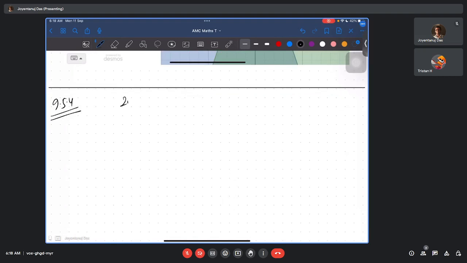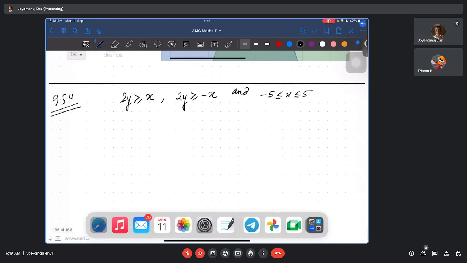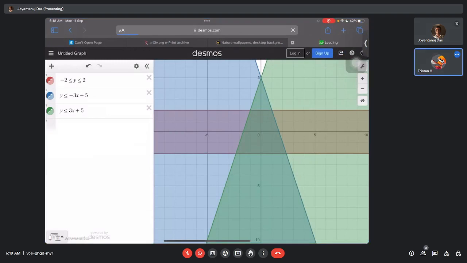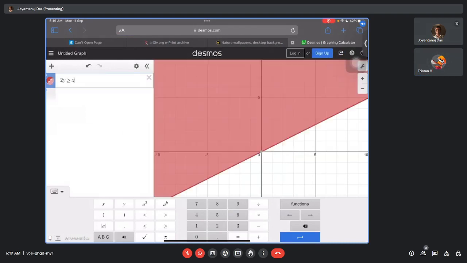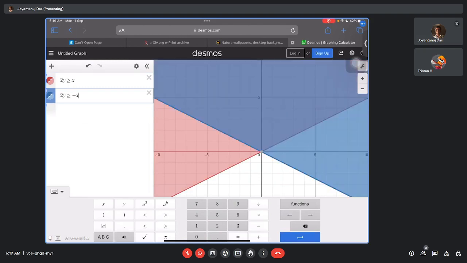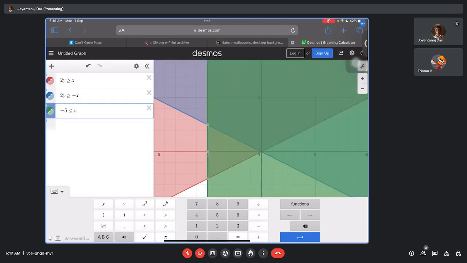The inequalities are 2y is greater than or equal to x, 2y is greater than or equal to minus x, and x lies between minus 5 and 5. Okay, so graph the region of the points. That is fine. Okay, let us first graph it. 2y greater than or equal to x. Next one is 2y greater than or equal to minus x, and you have minus 5 less than or equal to x less than or equal to 5.